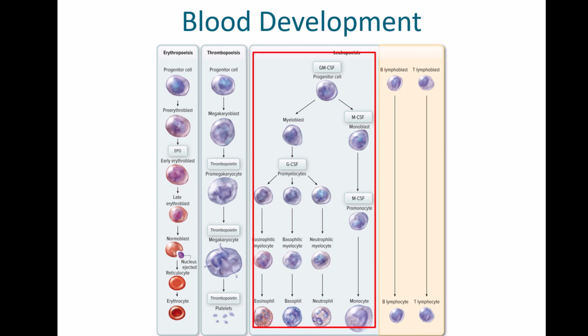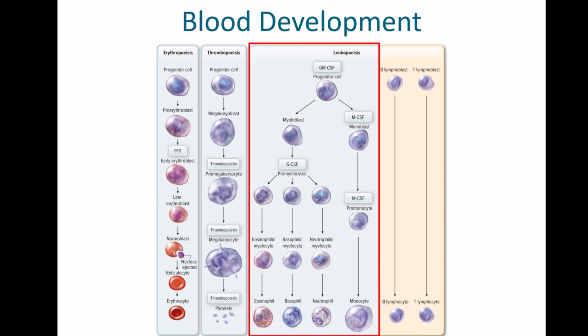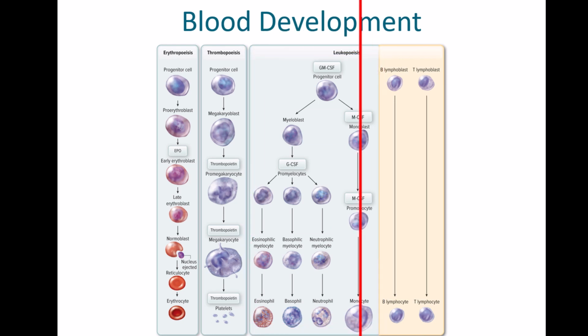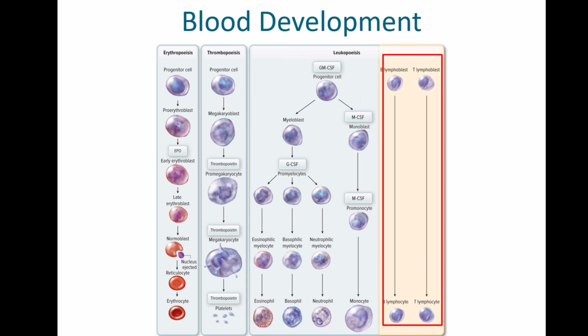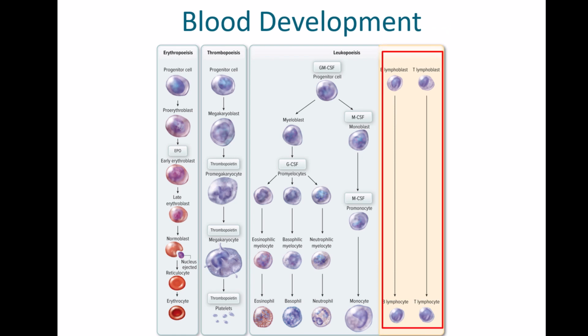M-CSF monoblast further develops into M-CSF promonocyte and ultimately the monocyte. For the development of lymphocytes, B lymphoblast develops into B lymphocytes and T lymphoblasts develop into T lymphocytes. You might know those as T helper cells.